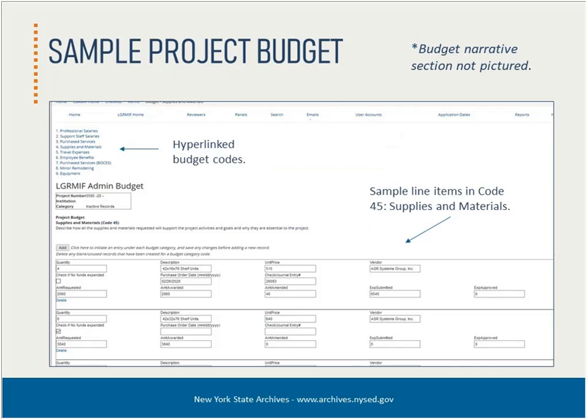This example shows line items in Budget Code 45, which is supplies and materials. All of the possible budget codes appear toward the top left of the page as hyperlinks, so that you can navigate easily from budget code to budget code as you work on your proposed expenses. You'll need to provide details such as vendor or personnel names, quantities, and unit costs. Some information fields are similar from budget code to budget code, while others are unique to certain kinds of category.